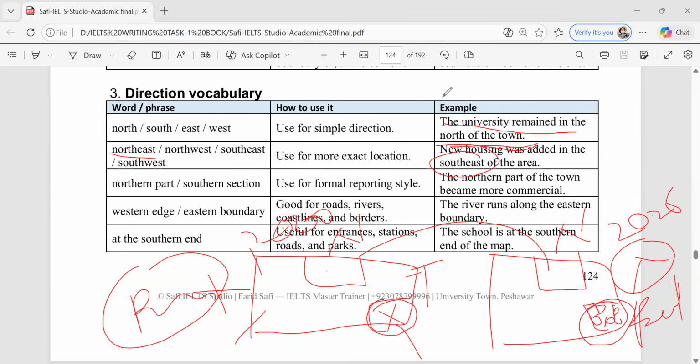Not the northern part, clear, and then we can say southern section. Different words you can use. Can you see the vocabulary part? So it's quite easy, and I'm sure you people understand how to use that.